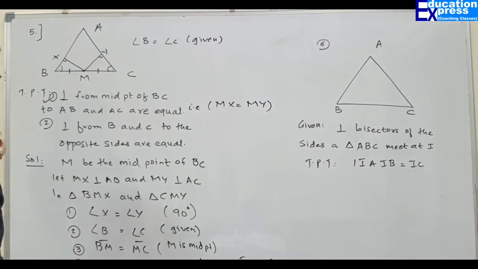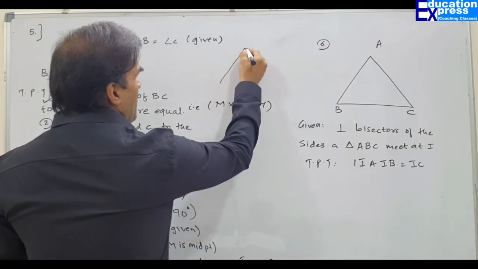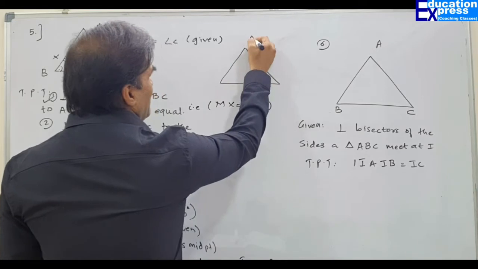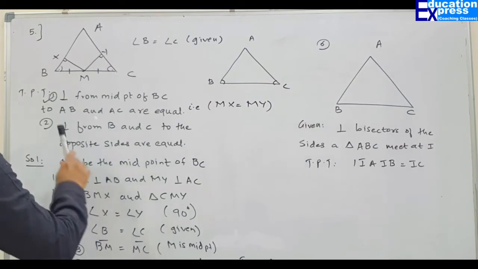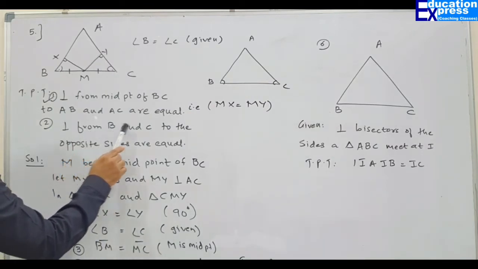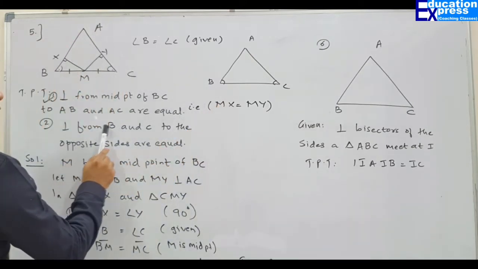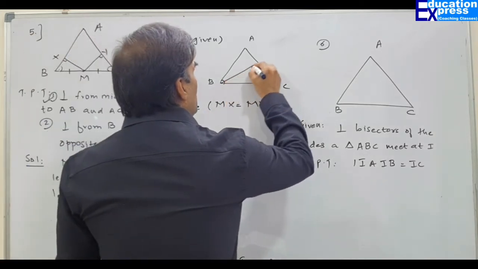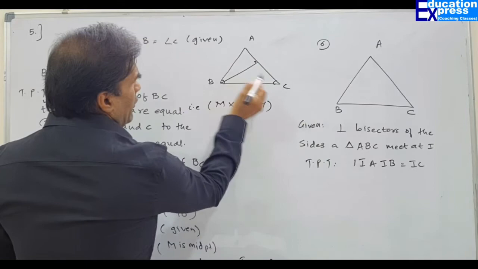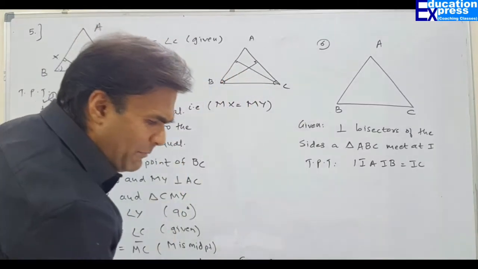Yes, sir. Then they also say, second part, triangle ABC is given to us. Angle B equal to angle C. Perpendicular from B and C. Now perpendicular from B to what? They are saying that perpendicular from B and C to the opposite side. So perpendicular from B to AC, perpendicular from C to AB. Alright, so this is the second part of the question.